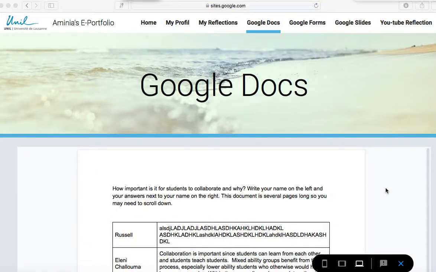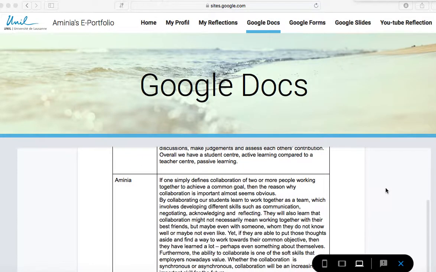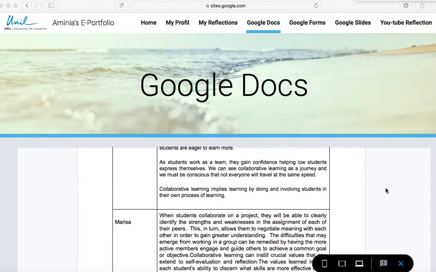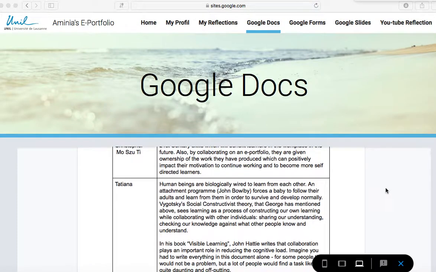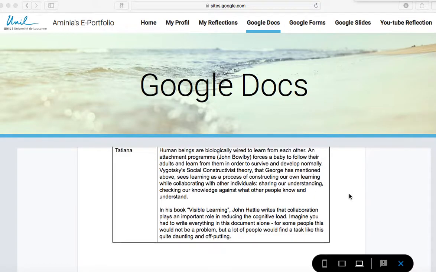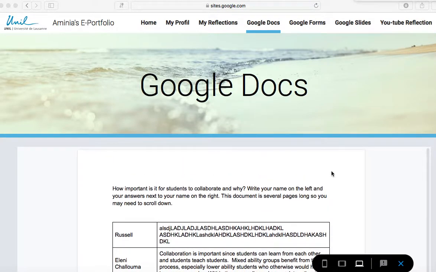Let's move on to Google Docs. This was one of the documents that we used to write about why it would be useful for the students to collaborate with each other. And of course, it's nice to see all the different students in our group working together and putting in their two cents. So this was quite interesting. And I think it's going to be quite a useful task to do for my students on almost every level.